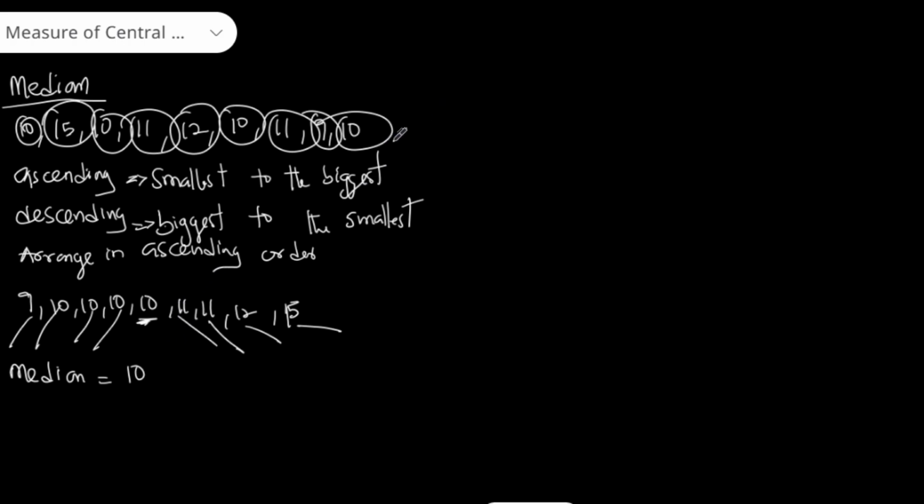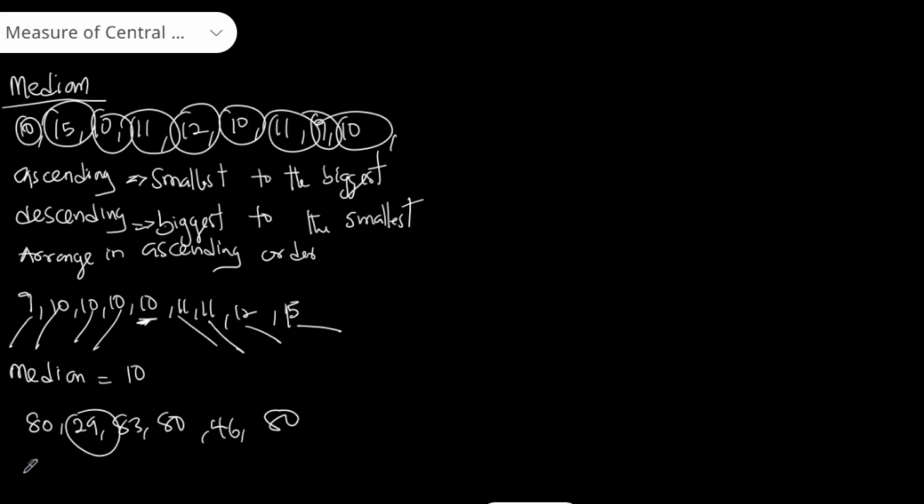Let's take another data for example. So I have 80, I have 29, I have 83, I have 80, I have 46, and then I have 80 again. Now, what do I do? The first thing I need to do to find the median of this data is to arrange either in descending order or in ascending order. So I'm arranging in ascending order.